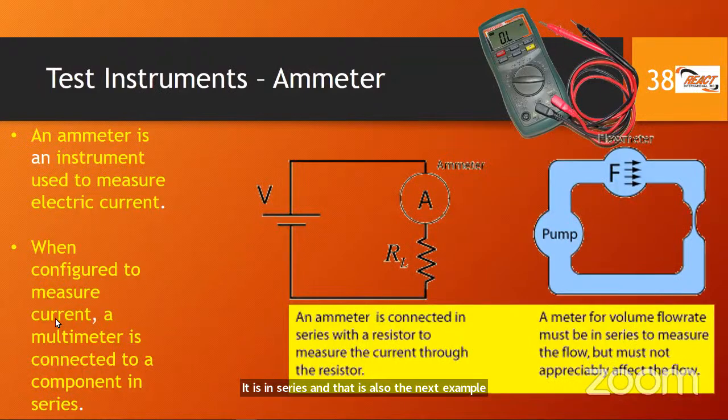When configured to measure current, a multimeter is connected to a component in series. So what they mean here, we have the multimeter. It can measure voltage, it can measure current, it can measure many other things, resistance. But we have to put it in the mode to measure current, right? So it's a multimeter, but it's functioning as an ammeter at that point because it's measuring current. And we have to put it in series, which is the last bullet point, exam question.